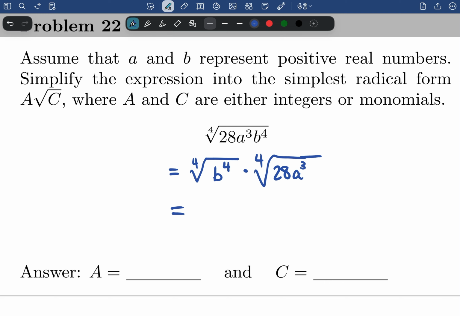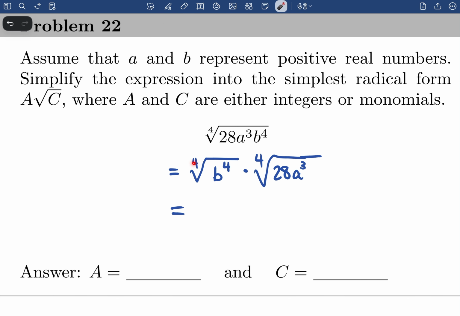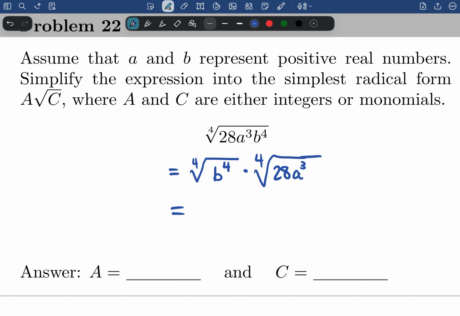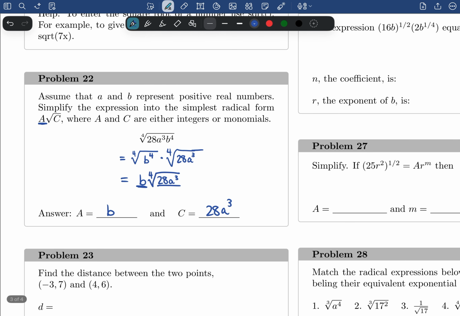And so now I write my answer. I've got the fourth root of b to the fourth, which is just b. And then I have the leftovers, the fourth root of 28a cubed. Okay, so there I have it. And now I'm going to write my result. This stuff in front of the radical, that's just b. That's all I could get out. And the stuff inside the radical, that's 28a cubed. Awesome. Moving on.